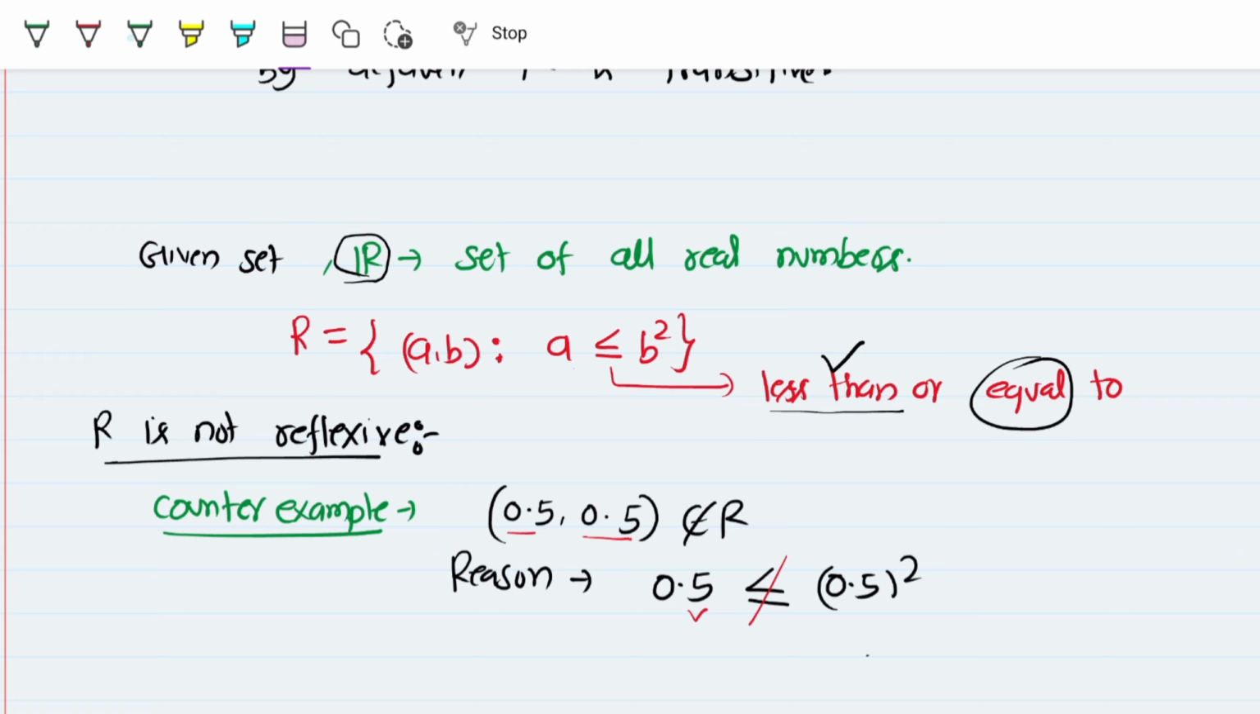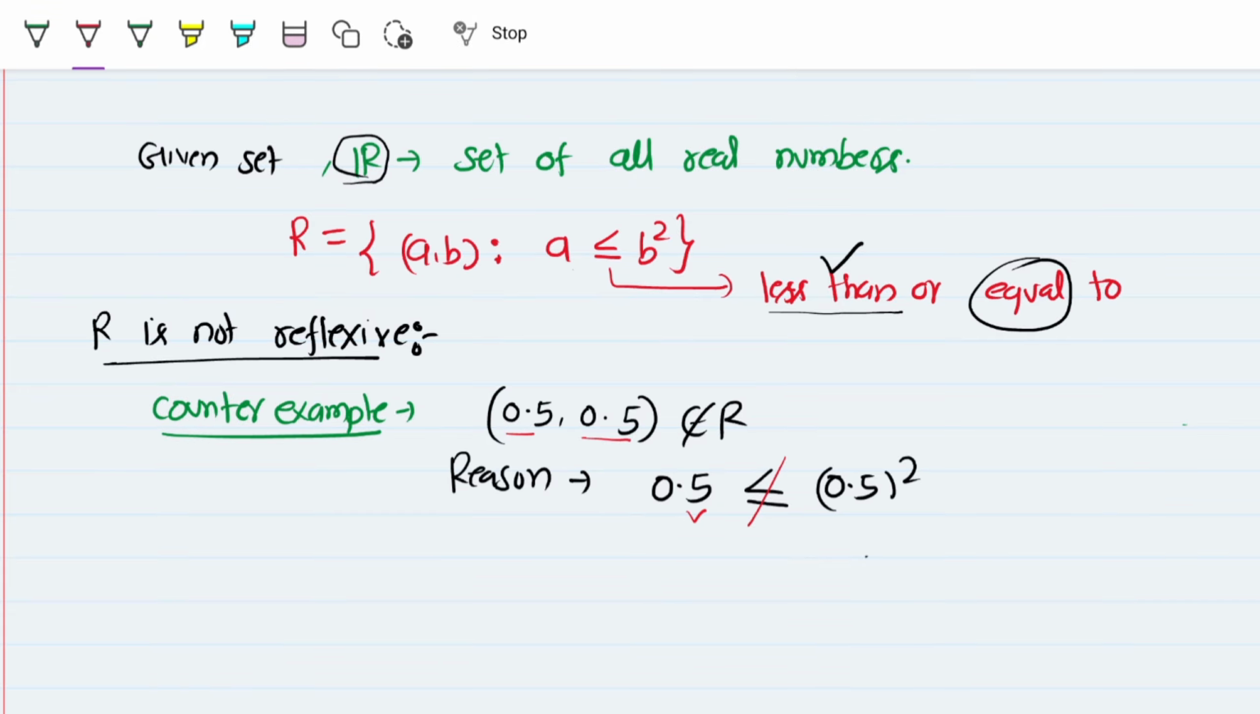So many examples are there. You can check 0.3; (0.3, 0.3) is also not in R, because 0.3 is greater than 0.3 squared, and 0.3 squared is 0.09. You can also take 0.4. So many examples are there.